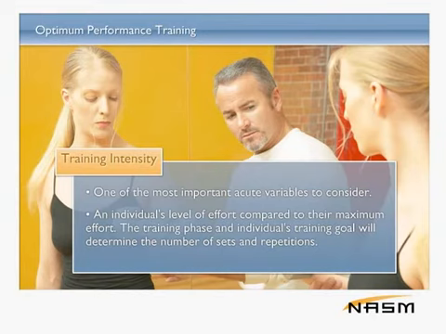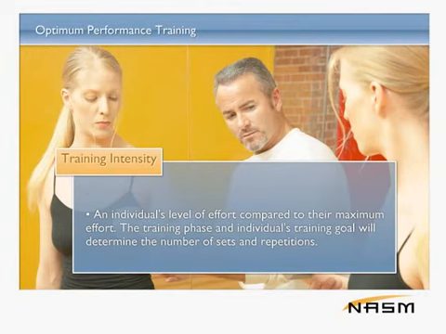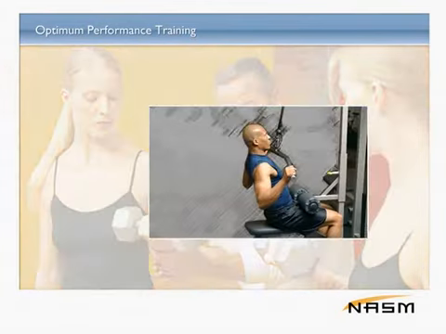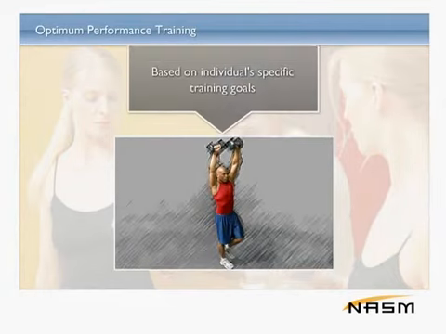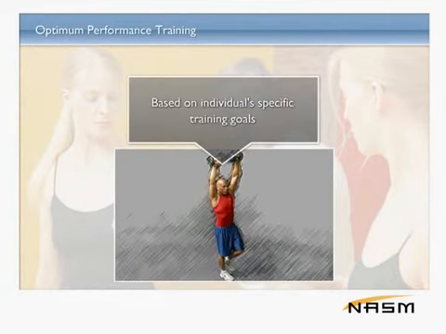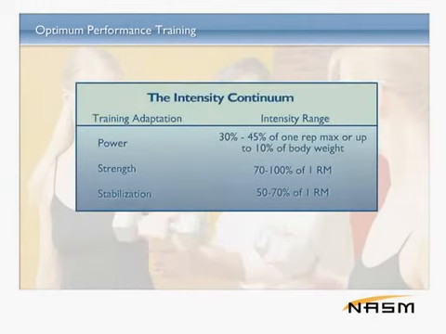The specific training phase and an individual's training goal will determine the number of sets and repetitions for an exercise. Intensity is then determined by the number of sets and repetitions to be performed, which is based on the individual's specific training goals. For the goal of stabilization, an intensity of 50 to 70% of one's 1 repetition maximum, or 1 RM, would be appropriate.